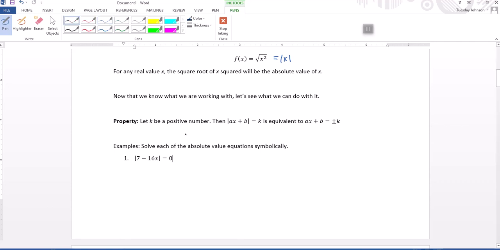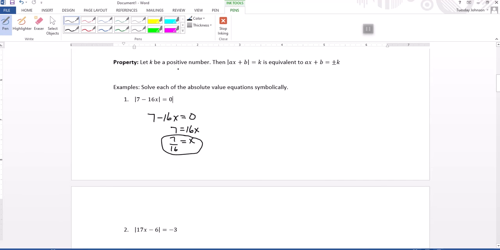Then the absolute value of ax plus b equal to k is equivalent to ax plus b equals plus or minus k. All right, so only if k is a positive number. So what do I do if the absolute value is equal to 0? Well, the only way that something can be equal to 0 is if that something itself is equal to 0. We can add 16x to both sides, divide by 16, and get 7/16 for an answer. We don't have to work any harder than that when it's equal to 0.